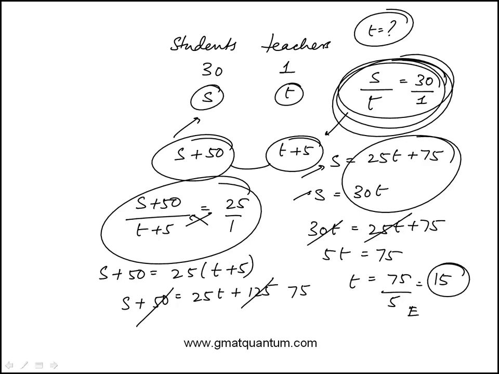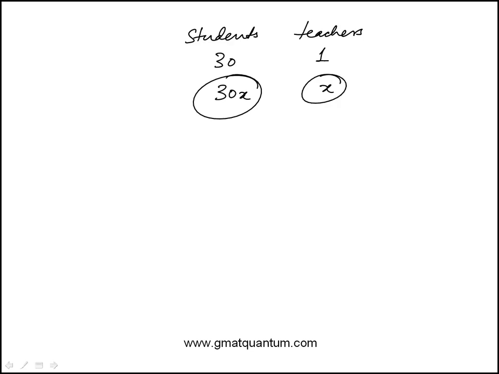Now, there's another way one could do this problem, and it's a matter of preference. This comes up more if you have ratios of 3 or more quantities. With 2, I think there isn't a whole lot of advantage. So if you're given the ratio is 30 to 1, you can use one unknown to say you have 30x students and x teachers, 1x or x.